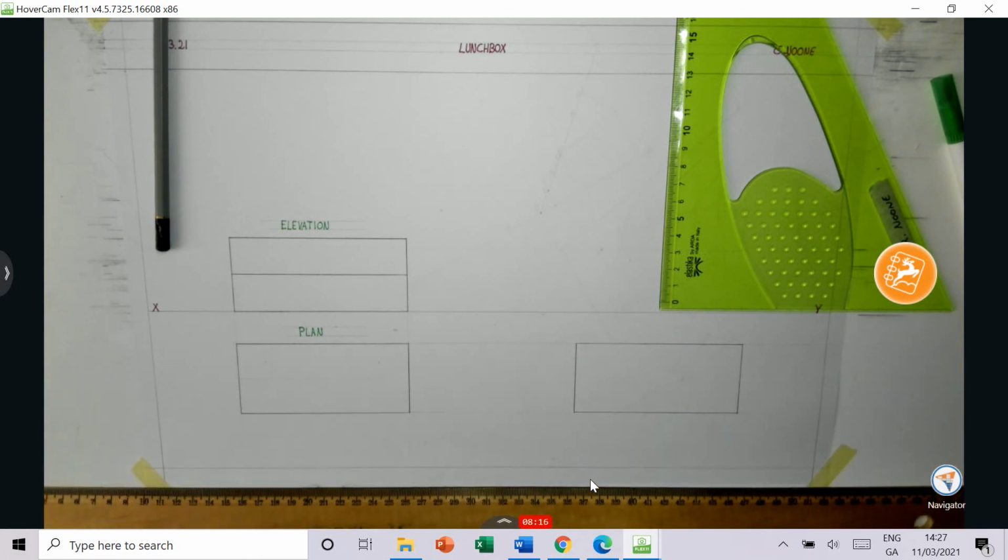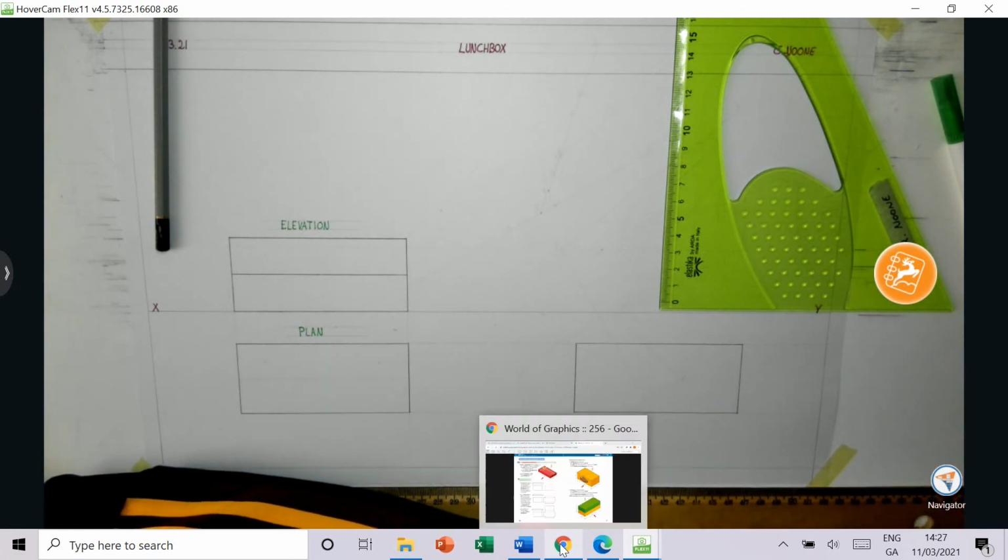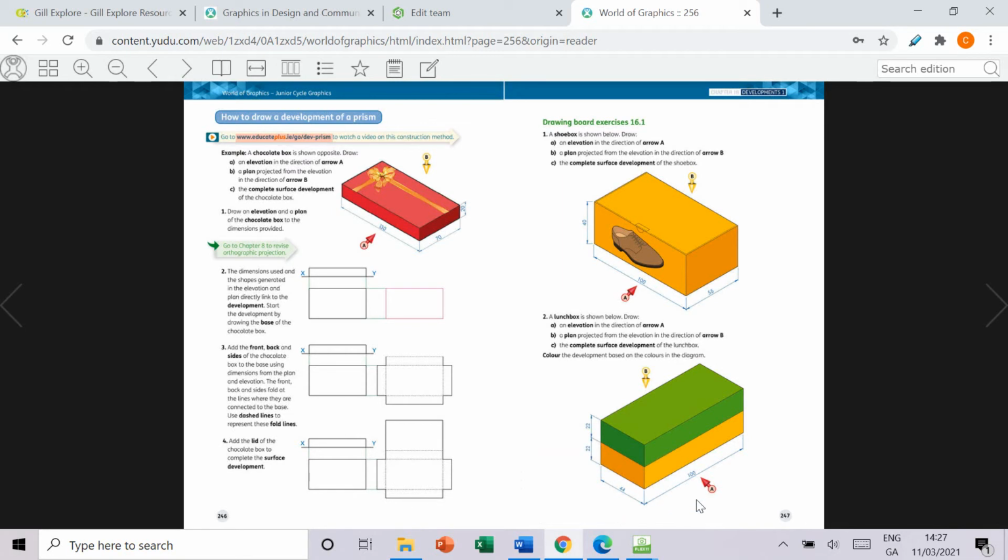Okay, so if you're imagining that you're getting a development of this lunchbox, we're going to start with the plan, and next thing we're going to fold up this side, so it's going to be below the plan. Then we're going to fold up the side at the back of the shape, so it's going to be in front of the plan, and then finally we're going to finish with the bottom of the shape, which is going to look like a plan again.